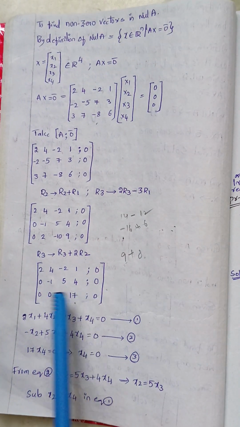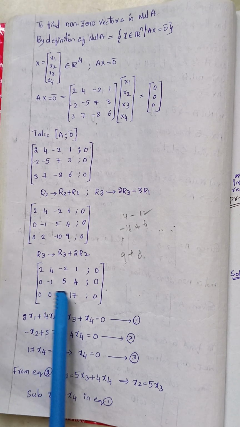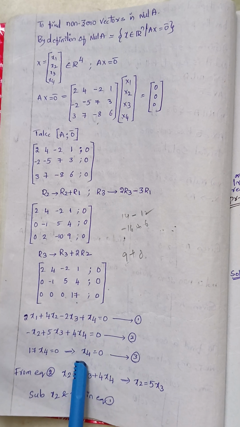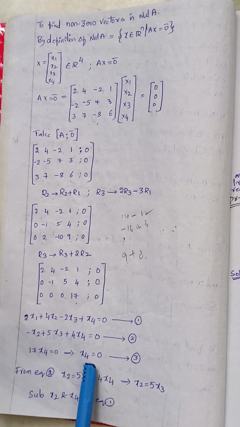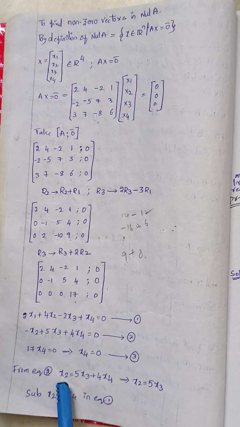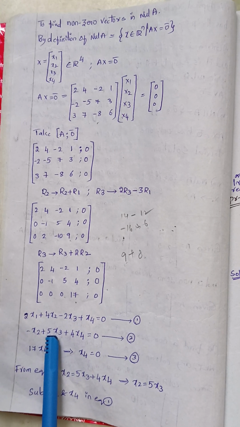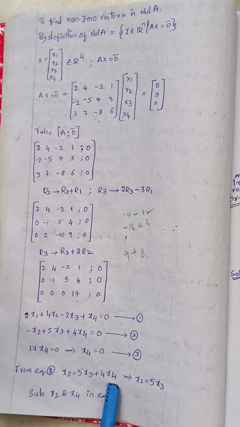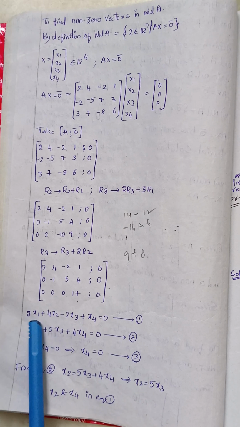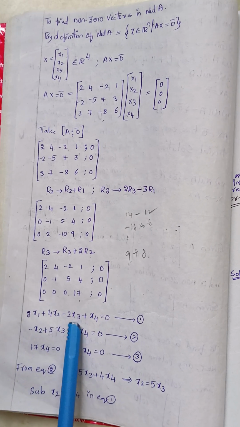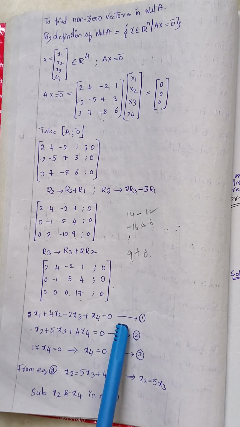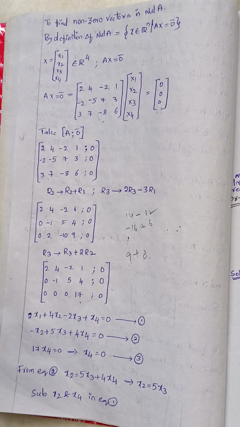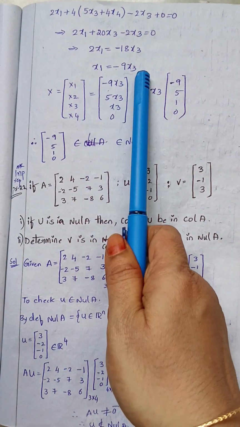Like this we can convert into an equation like 0 into x1 minus x2 plus 5x3 plus 4x4 equal to 0. Similarly, 17 x4 equal to 0. From this we can get x4 as 0. And from this equation, x2 equal to 5x3: take x2 to this side, then it will be like this, and x4 is 0 here, that's why x2 equal to 5x3. Similarly, we can do 2x1 equal to minus of all these terms, take them to the other side, then substitute x4 and x2 in this, then we get x1 as minus 9x3.